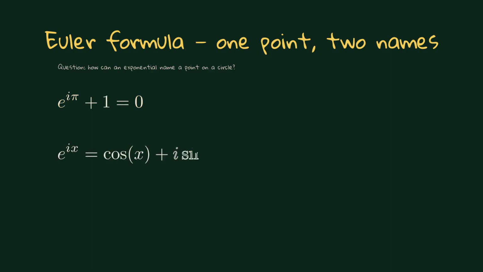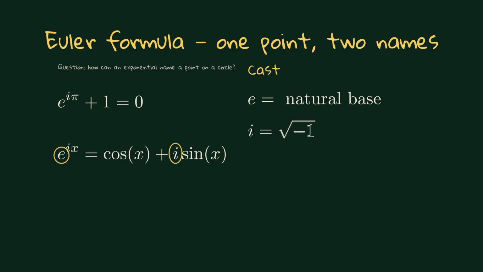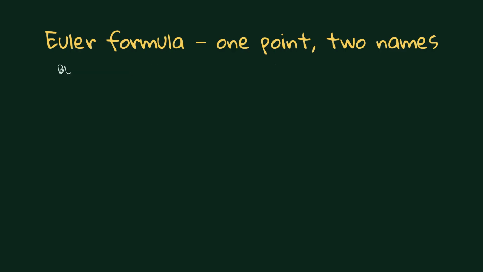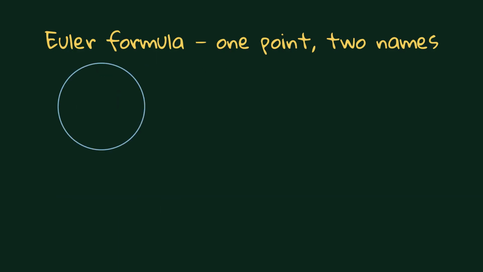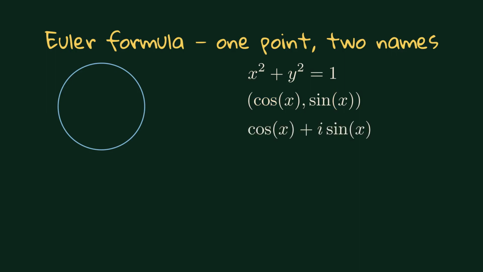The famous line is e to the i pi plus 1 equals 0. But the real engine is one step larger. It is e to the ix equals cosine of x plus i sine of x. Here, e is the base of the natural exponential. i is the square root of -1. x is the angle. Cosine of x is the horizontal part of the point on the unit circle. i sine of x is the vertical part written in complex form.